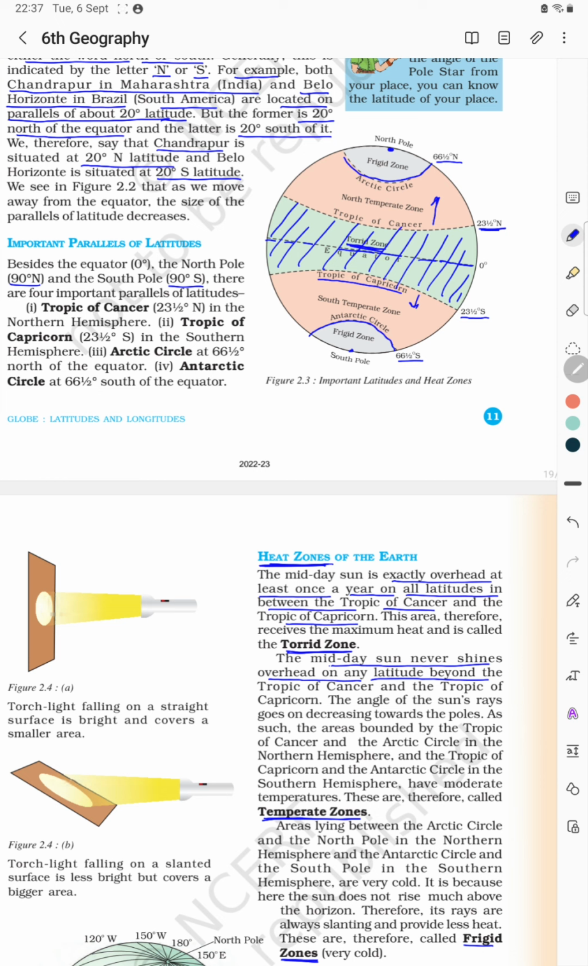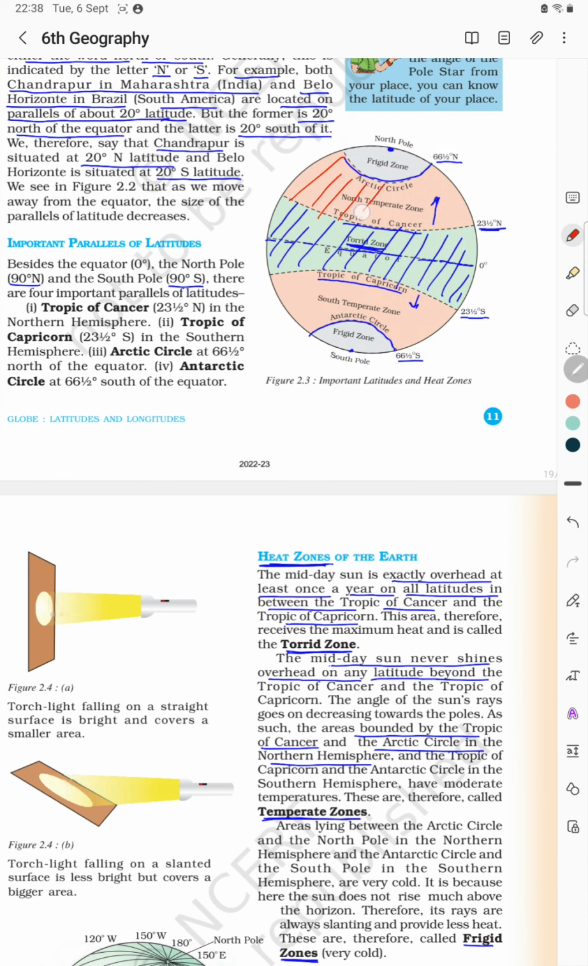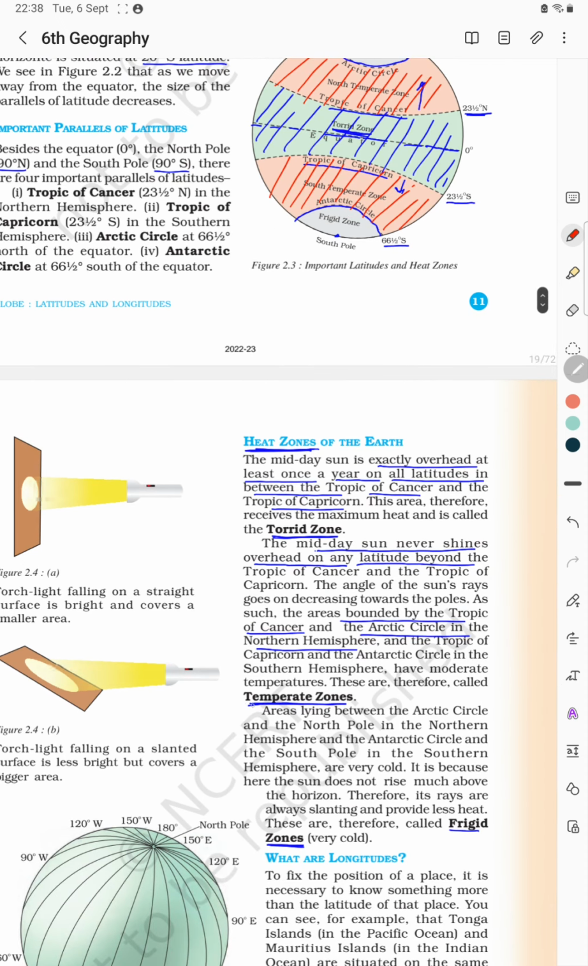Okay, so such areas bounded by the Tropic of Cancer and the Arctic Circle in the northern hemisphere, let me change the color, this area and this area, in the north between the Tropic of Cancer and the Arctic Circle, in the south between the Tropic of Capricorn and the Antarctic Circle, this area is known as the temperate zone.